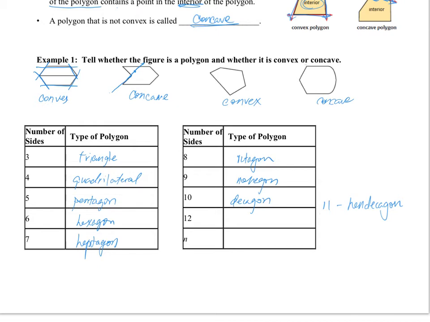And then let's add 11 sides, hendecagon. And 12 sides, dodecagon. And to make things simple, if you have n sides, n-gon. So if I were to ask you to name a polygon with 23 sides, all you have to write is 23-gon, to make things simple.